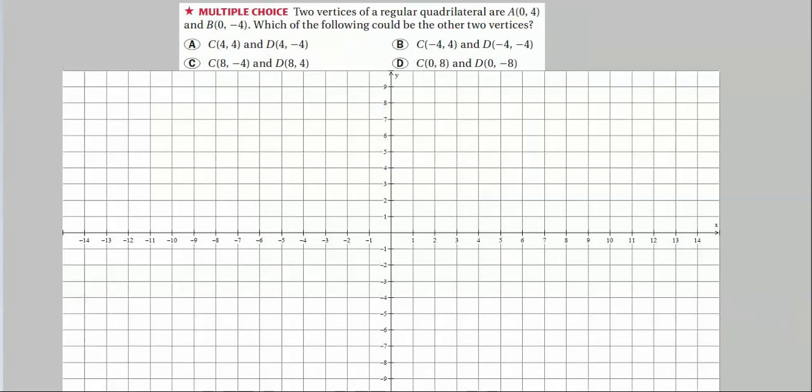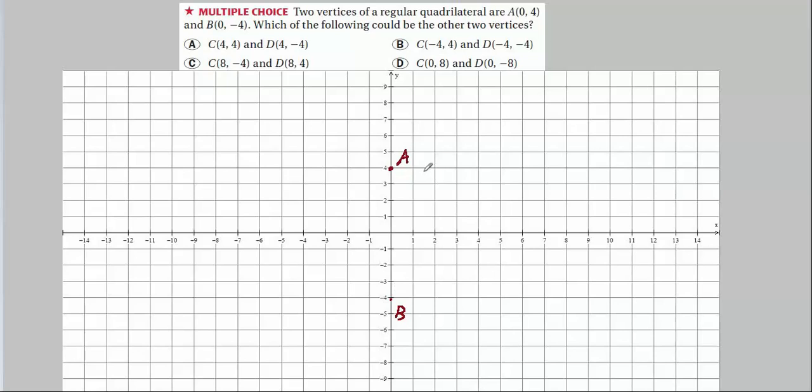And here we have one that's going to require a coordinate plane. Well, luckily we have one. Two vertices of a regular quadrilateral are A (0, 4) and B (0, -4). Well, okay, let's put that right there. There's A. And B, 0. Well, there's B. 0, minus 4. Which of the following could be the other two vertices?